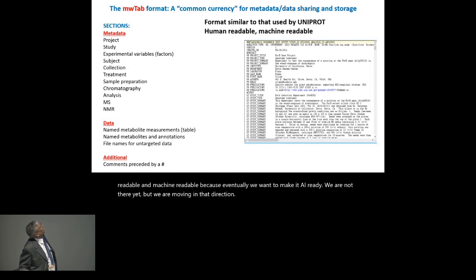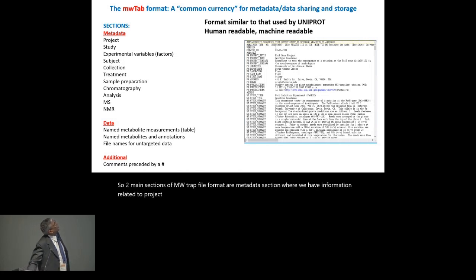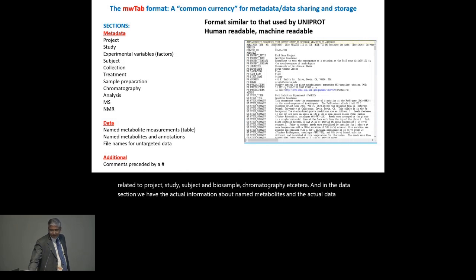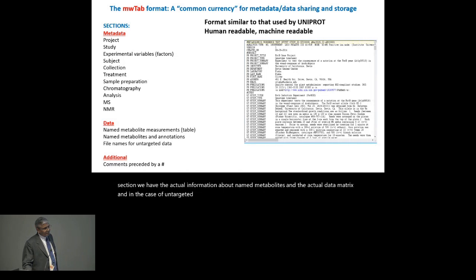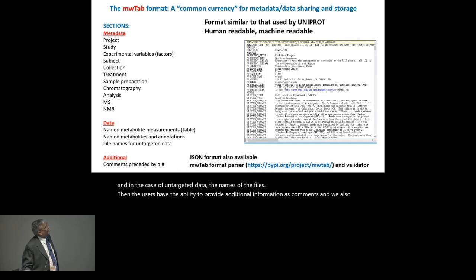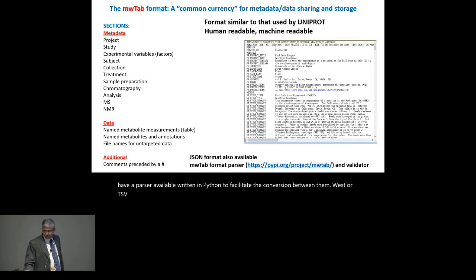So two main sections of the MWTAF file format are the metadata section, where we have information related to project, study, subject and biosample, chromatography, etc. And in the data section, we have the actual information about named metabolites and the actual data matrix. And in the case of untargeted data, the names of the files. Then the users have the ability to provide additional information as comments. And we also have a parser available, written in Python, to facilitate the conversion between the MW or TSV format and JSON format.